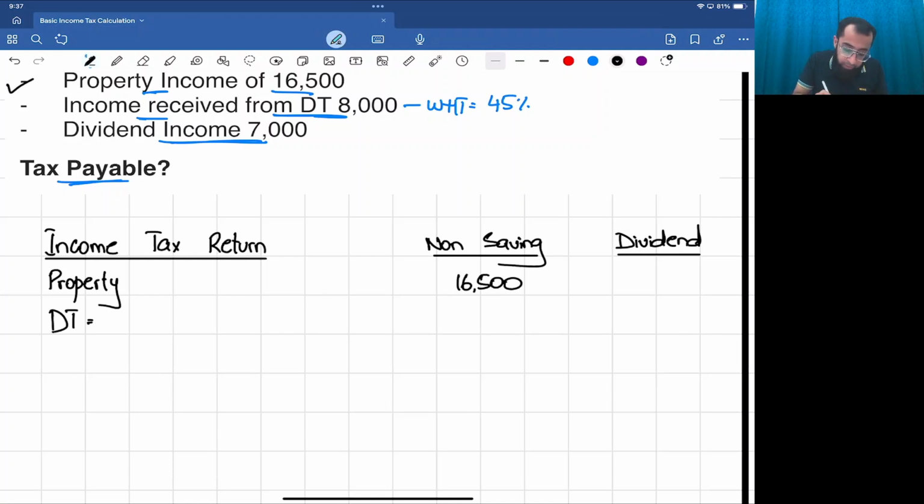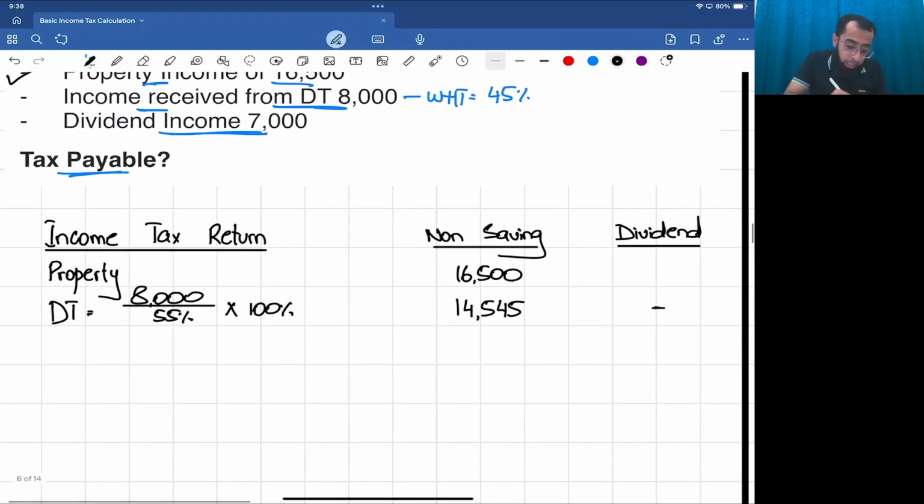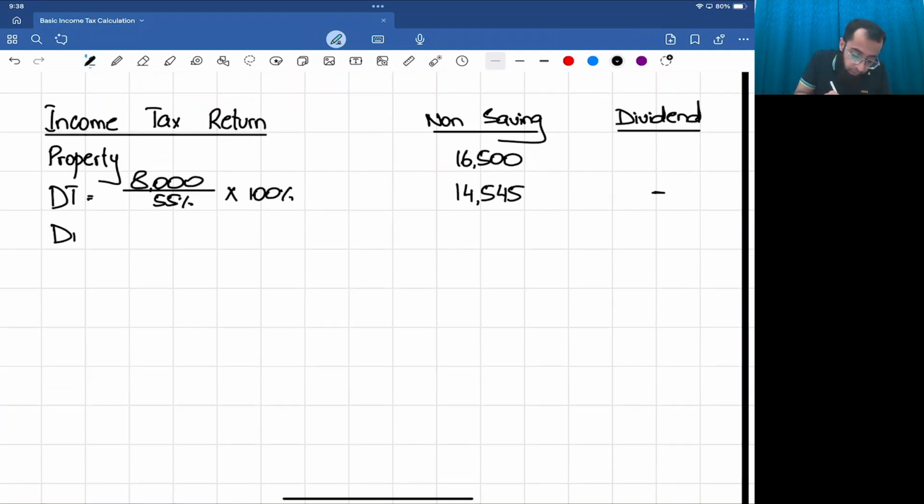Discretionary trust, it's 8,000 divided by 55%, because 45% is the withholding, multiplied by 100%. So let's do it. 8,000 divided by 55% multiplied by 100%. So it's 14,545, because 45% is the withholding. And then comes the dividend income, that's 7,000. Dividend goes under the head of dividend income, obviously.